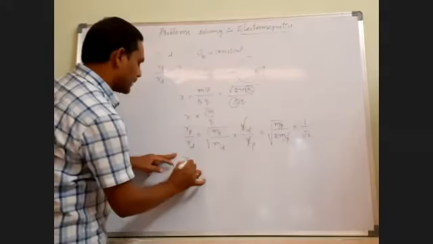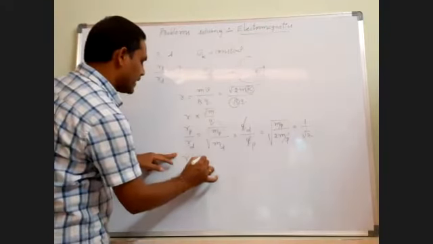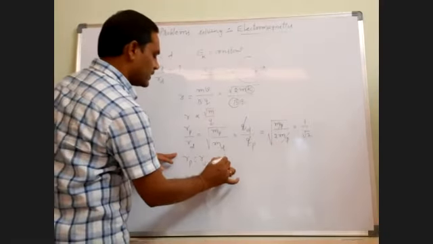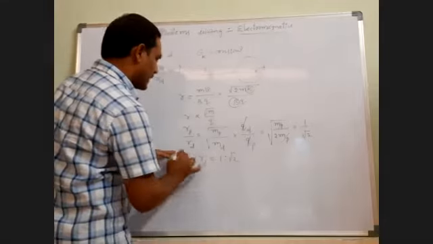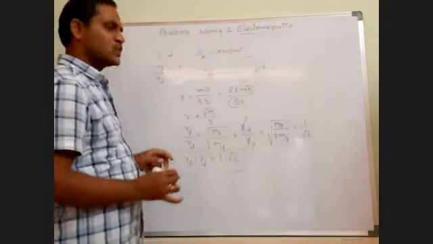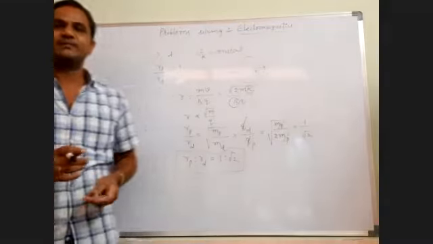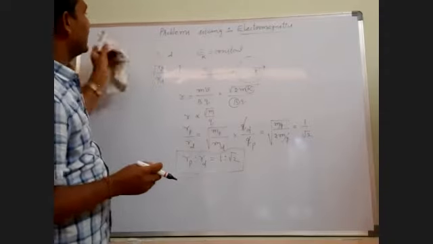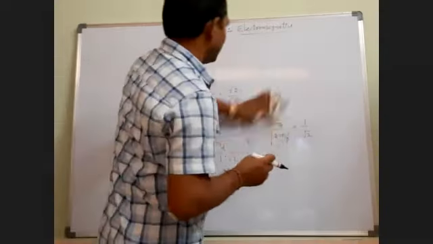Now answer. The radii of the circular paths followed by the proton and deuteron, when they are projected into the same magnetic field with the same kinetic energy perpendicularly, is 1 is to root 2. Okay. Anybody have any doubts? Yes, sir.